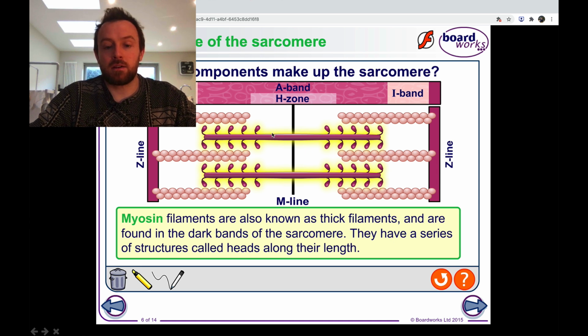Now, in the center, the filament does not have any myosin heads, but towards the outside, it has these myosin head regions that can bind with another filament, which is called the actin filament. If you need to pause, obviously, pause the video and label this. But now I'm going to go on to the actin filament.